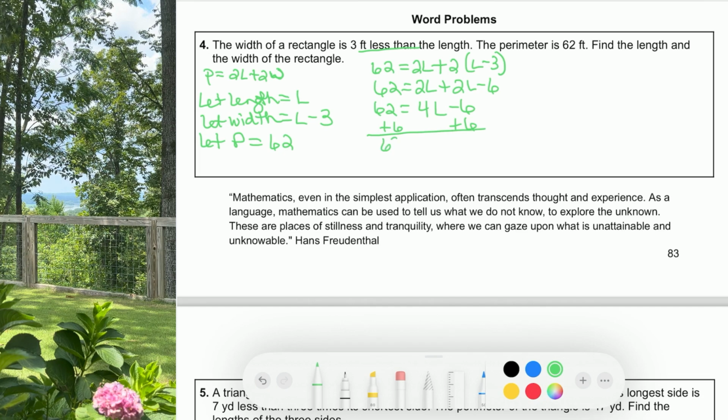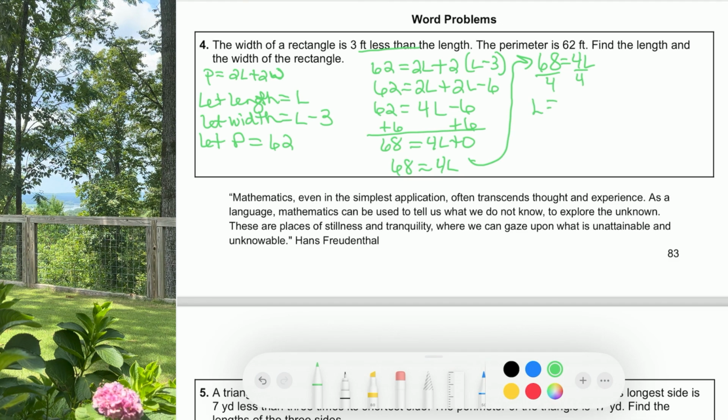I get 68 equals 4L plus 0, which is just 68 equals 4L. I'm going to bring that up over here so I can finish solving. I'm going to divide both sides by 4, and I get L equals, let's see here, L equals 17. So our length is 17.